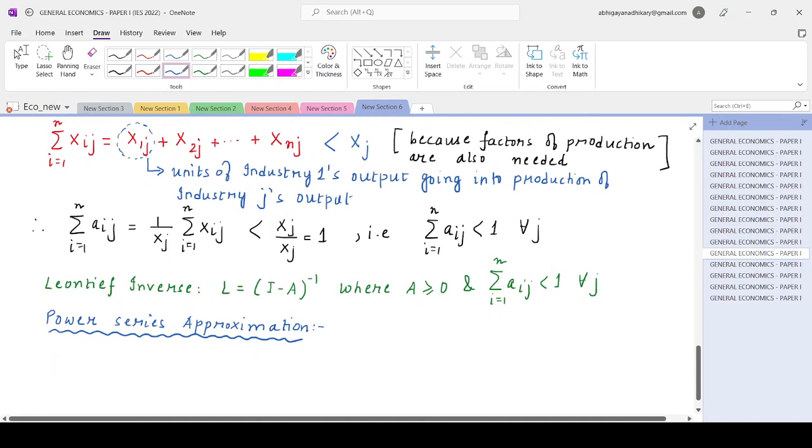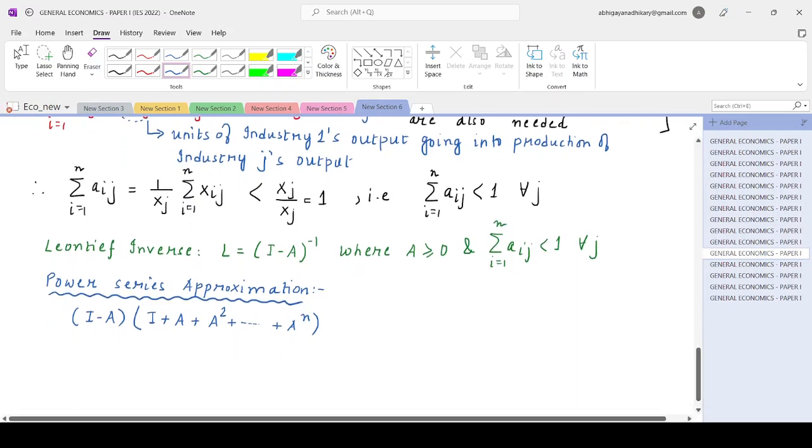So what do I do? Basically, I take this matrix I minus A. My objective is to find the inverse of this, and I pre-multiply it with this sum: I plus A plus A square plus dot dot dot up till A to the power n. Okay, let us see what happens, and then I think you'll be able to understand why I did this or what is the essence of doing this.